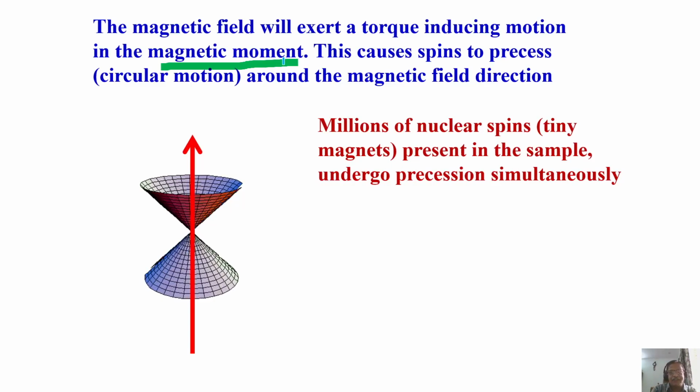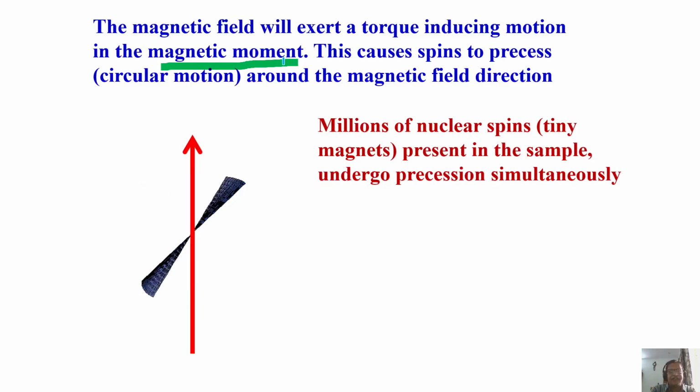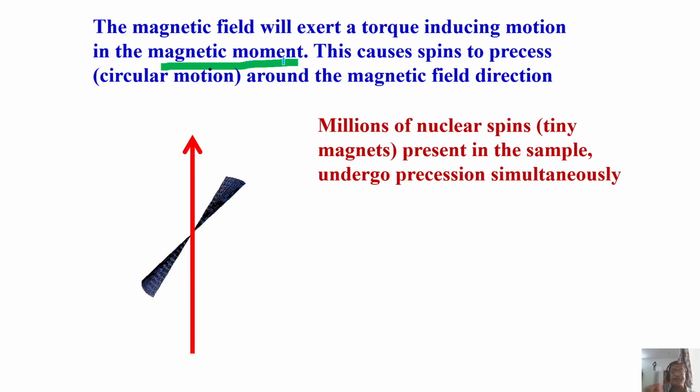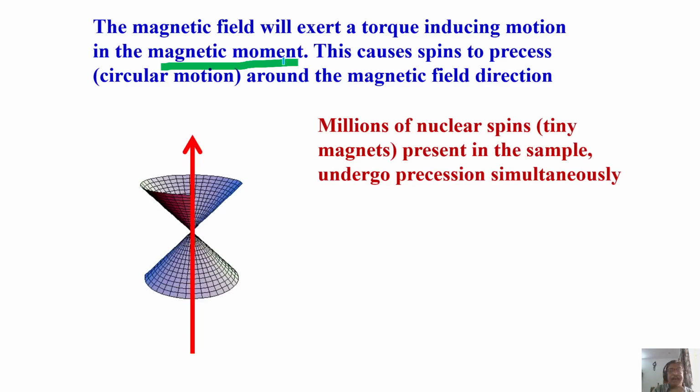As a consequence, what happened? The magnetic field exerts a torque on the spin, and they start rotating in a cone in the direction of the magnetic field. There are millions of nuclear spins, tiny magnets or magnetic moments, present in the sample, and they undergo precession simultaneously at the same frequency. The precessional frequency, the speed at which they rotate, is the same.